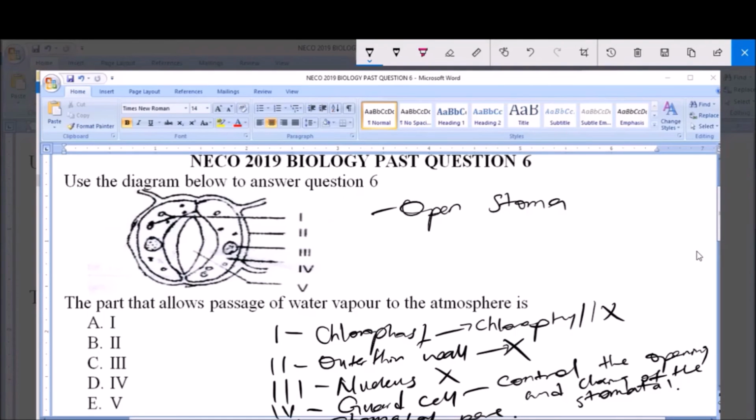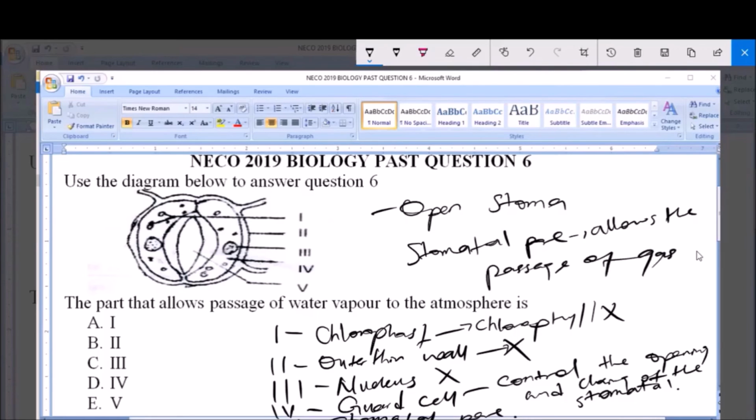Now, V here is the stomatal pore. It is this stomatal pore that allows the passage of gases. Although the guard cell regulates the opening and closing of the stomatal pore, the stomatal pore is the one that has the function of allowing the passage of the water vapor to the atmosphere. Like you know, water vapor is a gas. So therefore, V is the correct answer, and that is option E, stomatal pore.